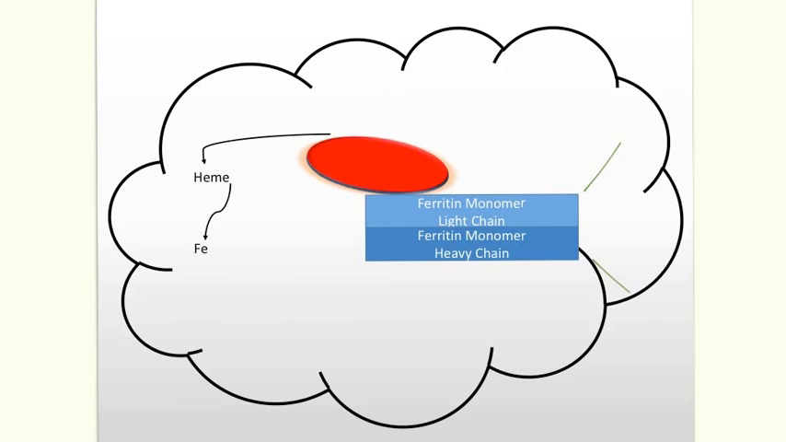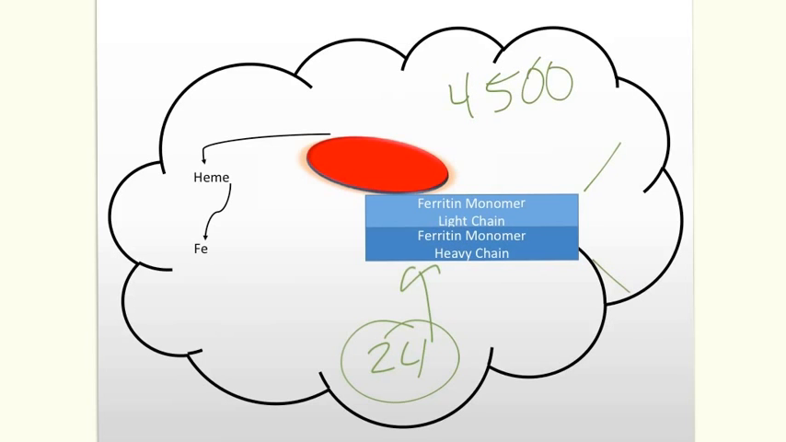What's important to know is that ferritin is made up of 24 monomers. It is not exactly 12 heavy chain and 12 light chain. Different ratios appear in different kinds of tissue. But in general, one big 24 piece of ferritin will hold on to 4,500 molecules of iron.